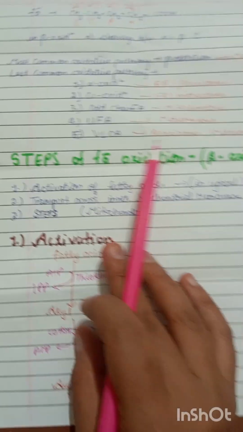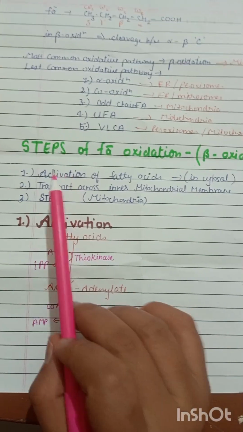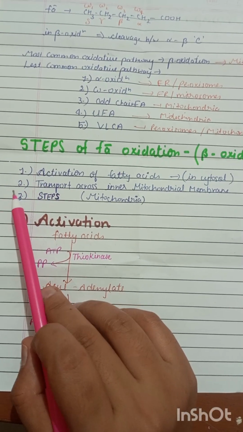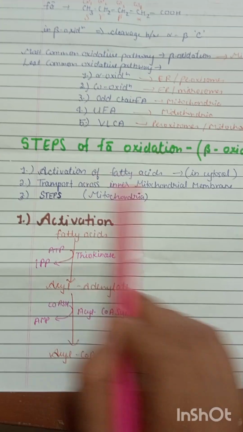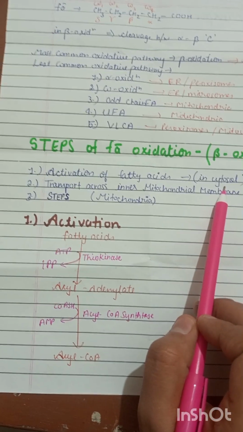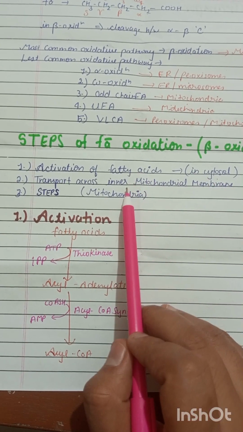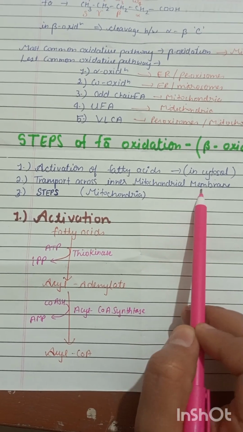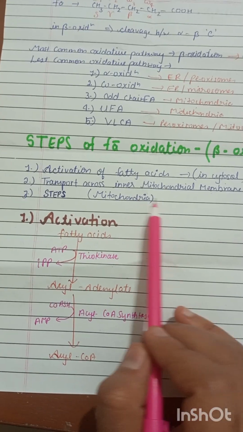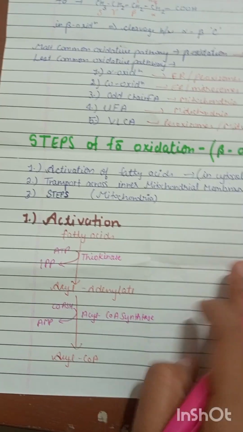Now we are seeing beta oxidation of fatty acids. It is done in 3 steps. First, the fatty acid is activated in the cytosol of the cell, and then it is transported across the inner mitochondrial membrane of the mitochondria, and then the rest of the steps occur in mitochondria.